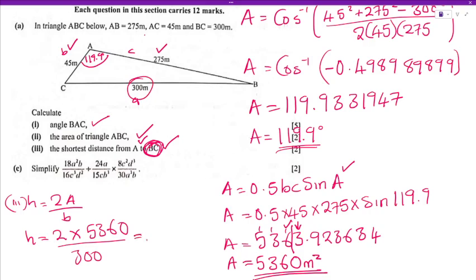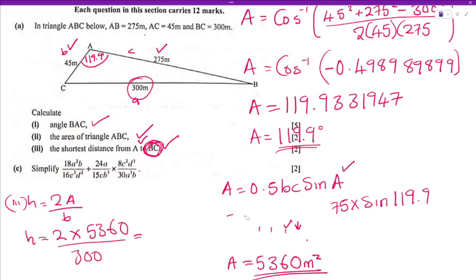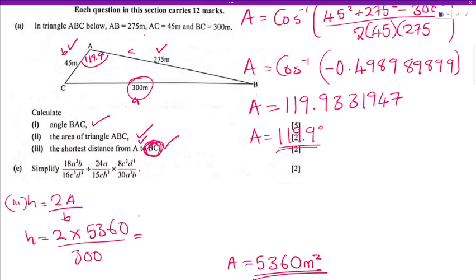When we punch, what do we get? Let's try to punch and see what we are going to get. So 2 times 5360, that gives me 10,720. And then I divide by 300. That gives me a decimal, which is 35.733.